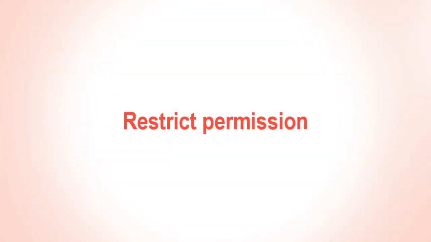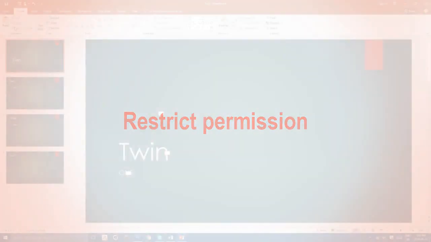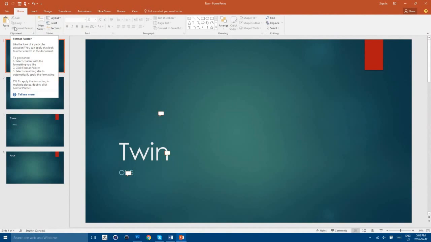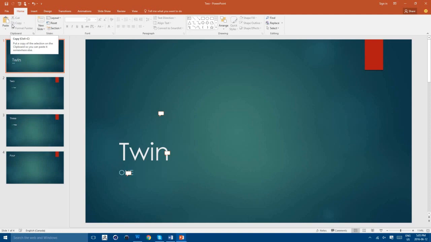Up next, how you can restrict permissions. Restricting permissions to your presentation means people can access your file, but they can't copy it, edit it, or print your presentation. To be able to do this, you will need to install the Windows Rights Management and sign up for a Windows Live ID to restrict permissions.